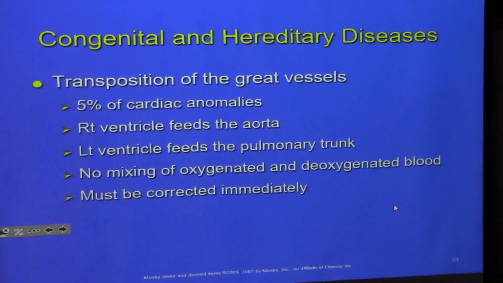And you might think, well, what's the big deal there? They can just trade out. No, it doesn't work like that. In this case, there's no mixing of oxygenated and deoxygenated blood. In other words, the pulmonary circulation is just going around and around in a circle, and so is the systemic circulation, and the baby's not getting any oxygenation. This is something that has to be corrected like right this minute. Otherwise, that patient's not going to last.